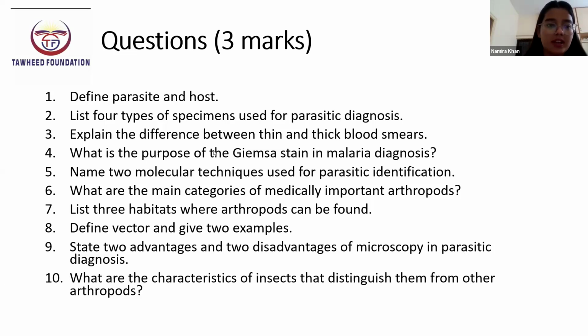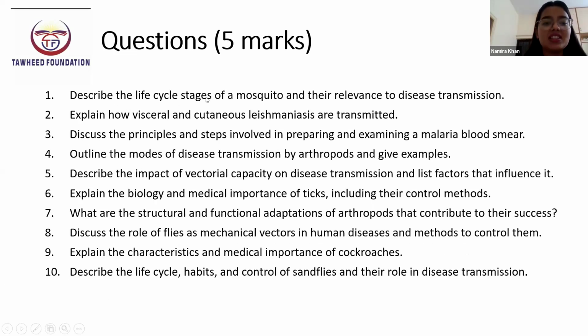Questions for 5 marks. First, describe the life cycle stages of mosquito and their relevance to disease transmission. Second, explain how visceral and cutaneous leishmaniasis are transmitted. Third, discuss the principles and steps involved in preparing and examining a malaria blood smear. Fourth, outline the modes of disease transmission by arthropods and give examples. Fifth, describe the impact of vectorial capacity on disease transmission and list factors that influence it.